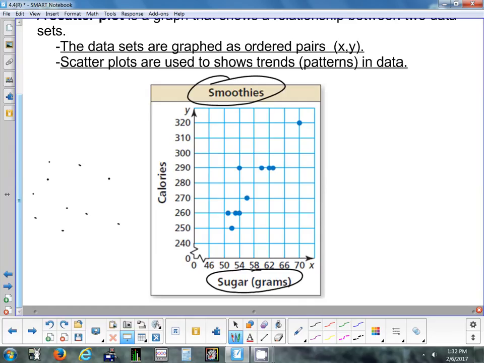So in that case, it's grams of sugar. And on the y-axis, you're measuring calories. Okay, so anytime you make a scatter plot, you have to put those three labels. The x, the y, and a title.